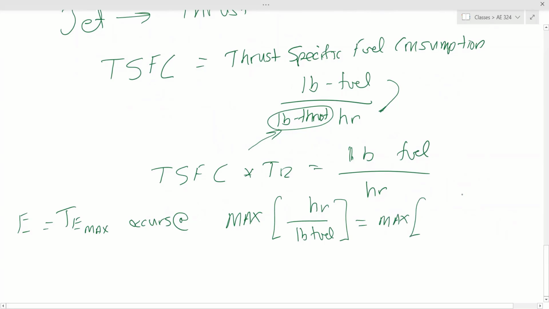So we're maximizing the thrust required times the specific fuel consumption. And then the range occurs at the maximum of the velocity times that thing.